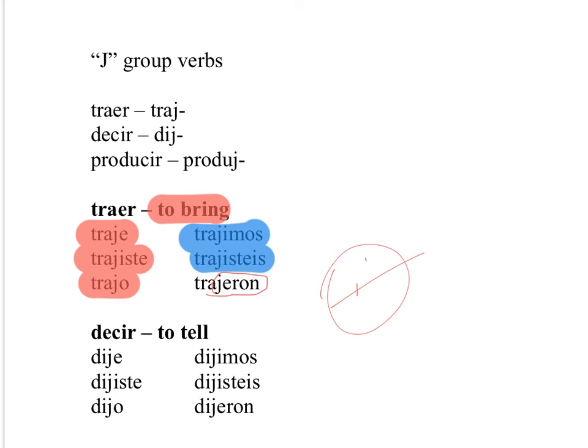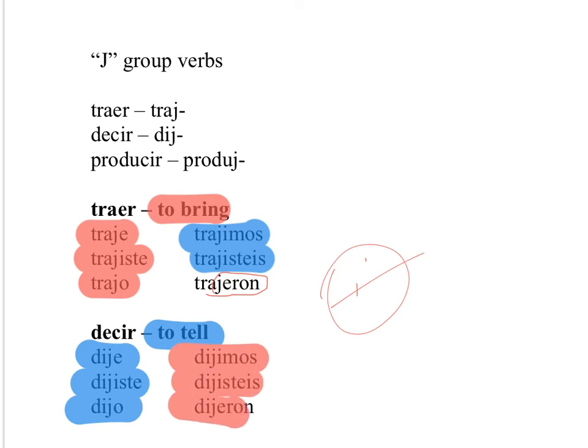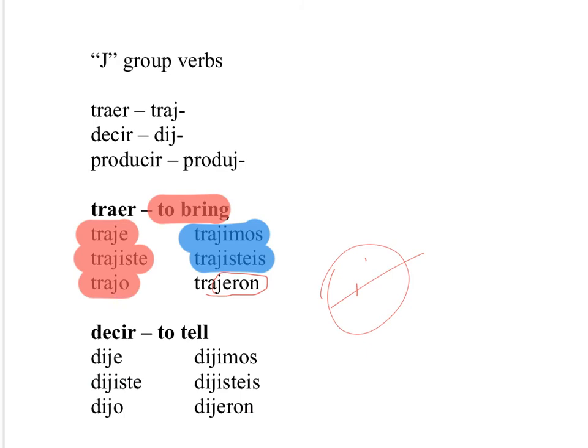Okay, let's look at decir, to tell. Okay, dije, dijiste, dijo, dijimos, dijisteis, dijeron. Okay, again, dijeron has J-E-R-O-N. Okay, there's no letter I in that one either, so we have to pay attention to that.